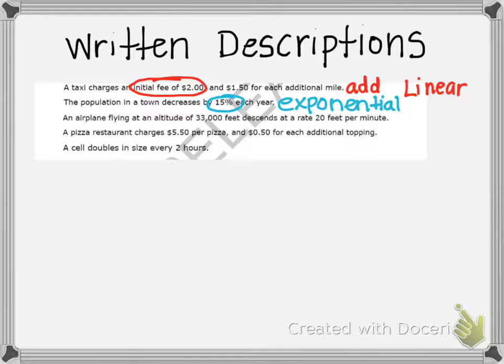All right, so then our next one, it says that an airplane is flying at an altitude of 33,000 feet, so that's going to be my initial. It's descending, so it's going down at 20 feet per minute. So 20 feet per minute, that per should tell me that it's representing slope. So slope is going to represent linear.